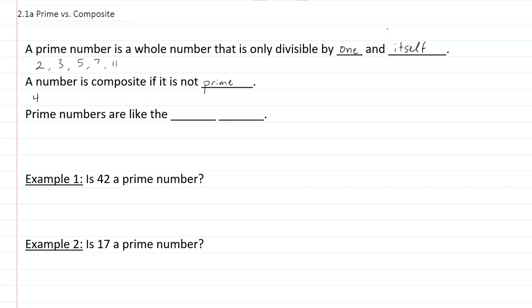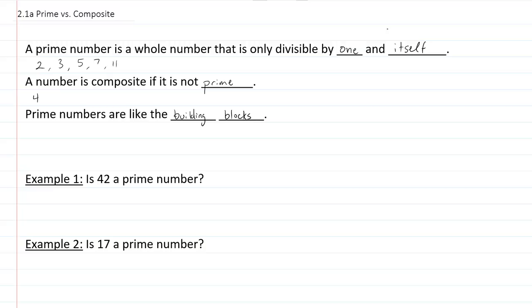Prime numbers are like the building blocks of all whole numbers. So we can always break down a number into its prime factors, which we'll bring up later. But prime numbers are the building blocks of numbers. So let's jump into some examples of prime versus composite.